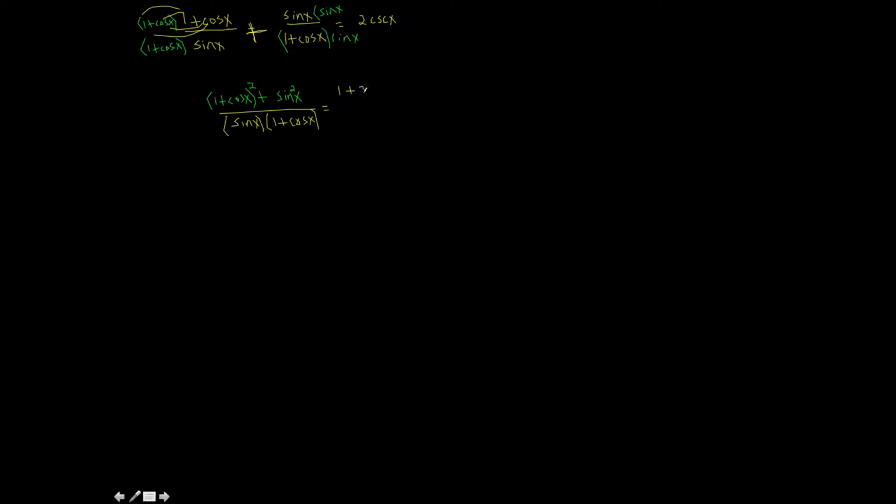If you FOIL it out, you get 1 plus 2 cosine x plus cosine squared x. After you FOIL that out, this is what you're going to get. And then we still have a sine squared x up top, all over our denominator. Don't do anything to the denominator right yet. You'll see why. As a good rule of thumb, unless I see something right away, I'm going to hold off on that denominator until the end, just to make sure.